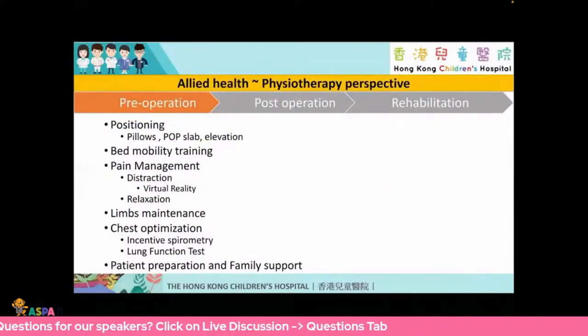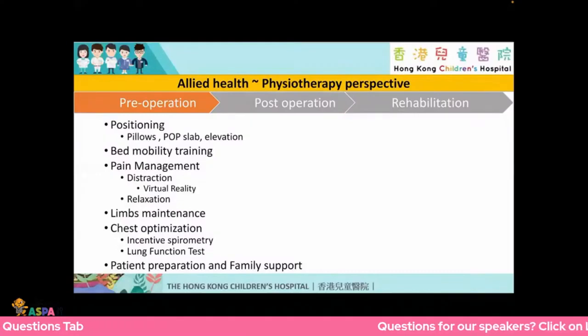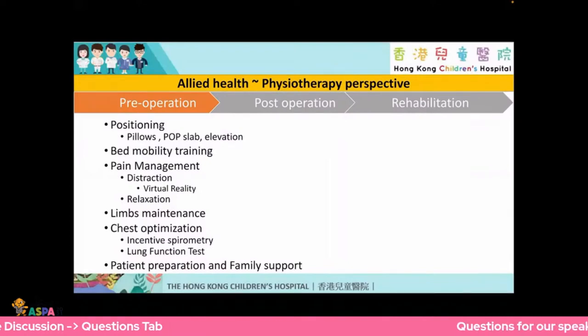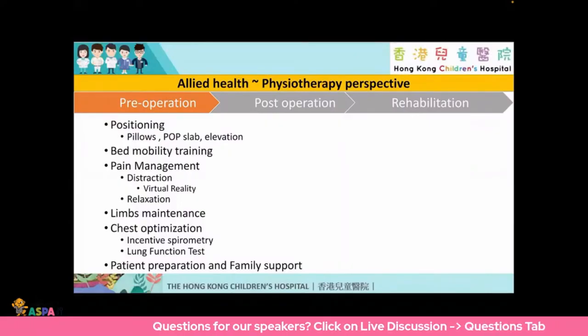So how about our physiotherapists? They have been in the picture before the surgery. And they did a lot of work, from positioning to back mobility training, pain management, limb maintenance, chest optimization, and also psychological preparation of the patient and family supports.